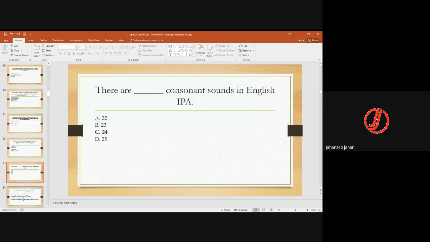There are 24 consonant sounds in English IPA. So total जो हमारे पास sounds हैं वो 44 sounds होते हैं English में, जिसमें से 20 vowel sounds हैं और 24 consonant sounds हैं. उन vowel sounds में भी 12 जो हैं वो monophthongs हैं और जो 8 हैं they are diphthongs.